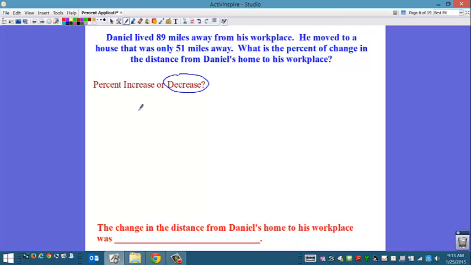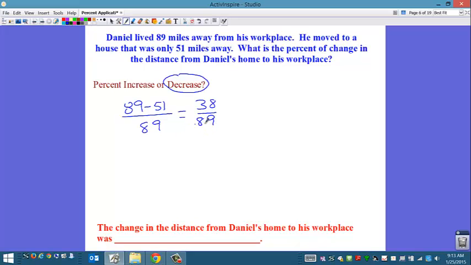So this time it's a decrease. We don't do anything differently. We solve it the same way. We're going to use our little formula for the percent of change, and it's going to be the amount of change. So 89 minus 51 over the original. Where did he start at? He started at 89. So do your subtraction, and you get 38 over 89.